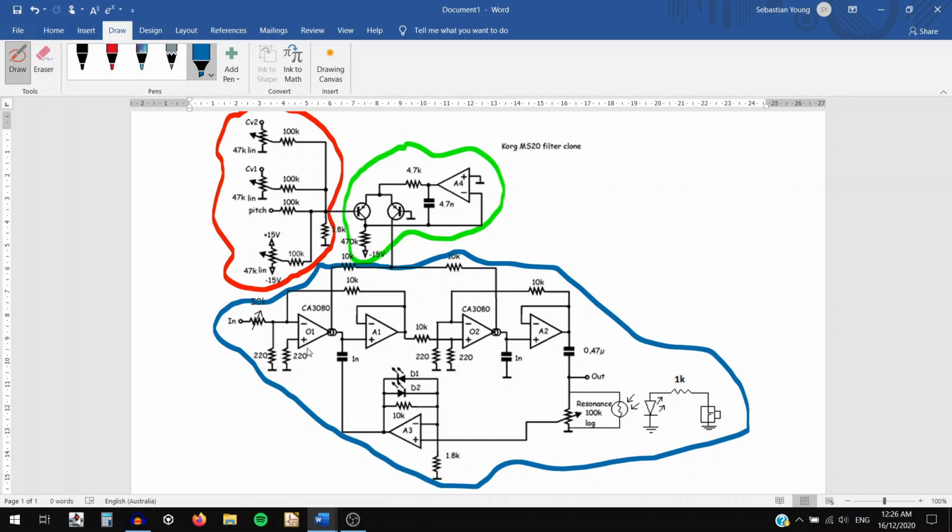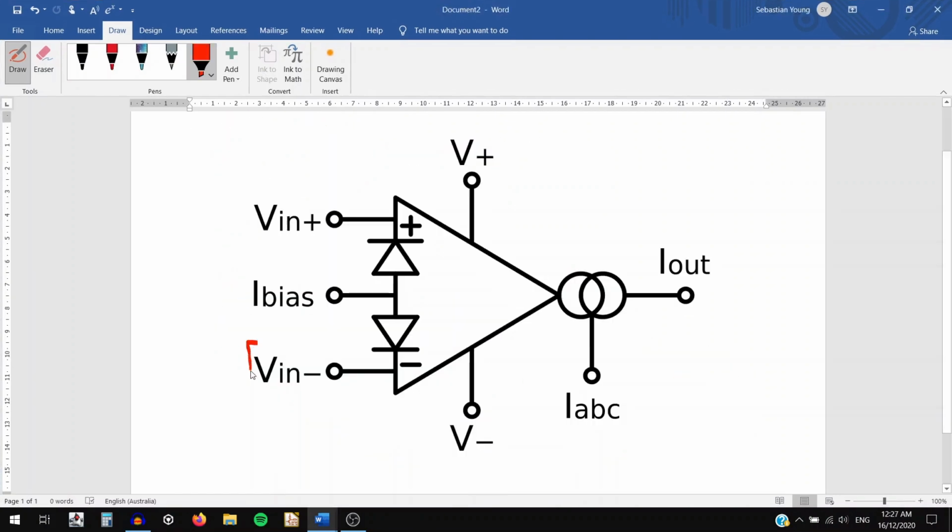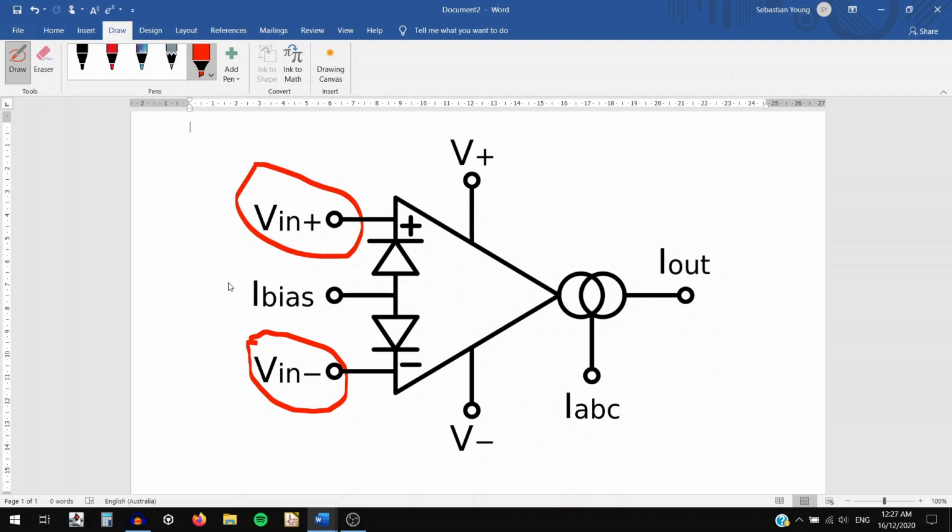So how exactly do these OTAs work? Well, let me quickly pull up the symbol for one, and we can take a look at each pin. We have our inverting and non-inverting inputs, which function exactly like an op amp does. However, the differential voltage going into these pins must be kept between 10 to 20 millivolt for low distortion operation, not blowing the chip up.